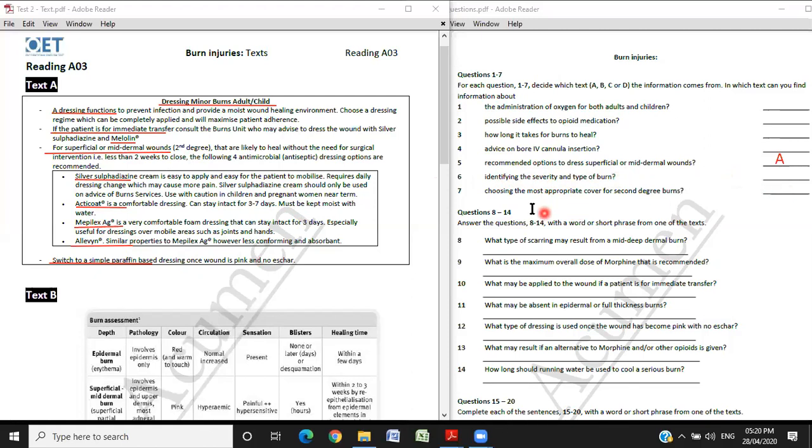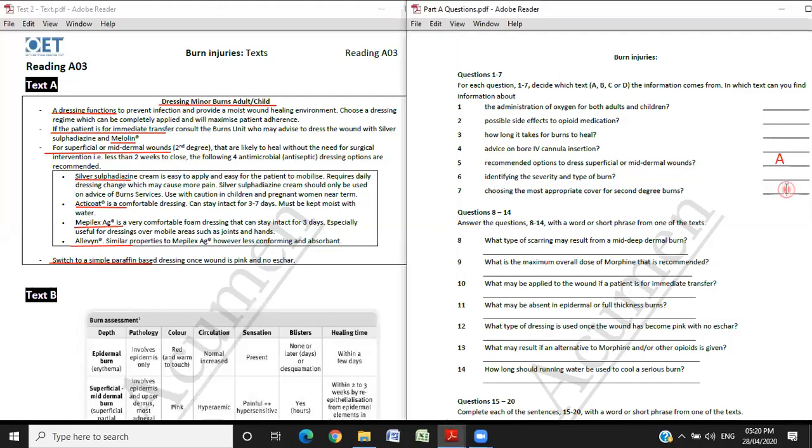7, yeah, choosing the most appropriate cover for second degree burn. So here it is given, no? Second degree burn. What kind of dressing should I use? Perfect. So 5 and 7, they both are A.